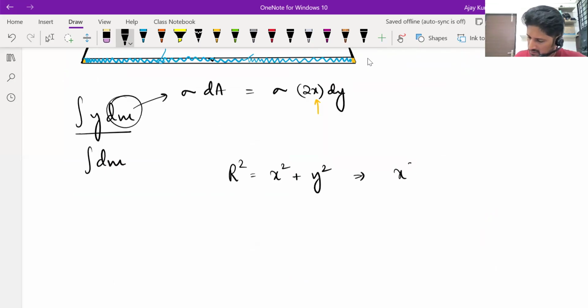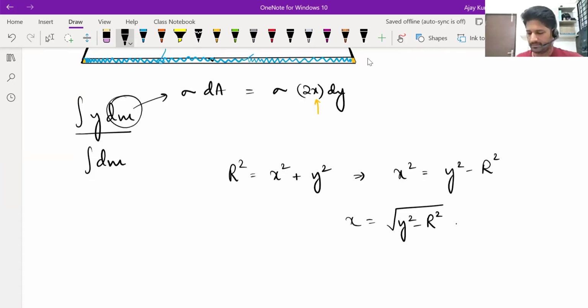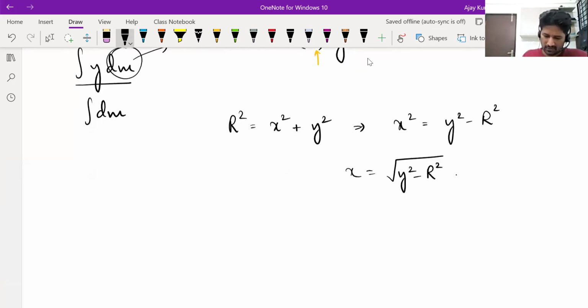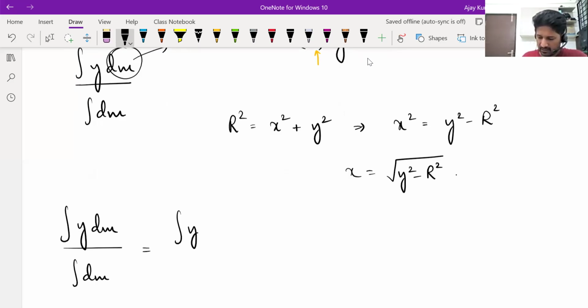So you get x square is equal to y square minus r square, and you get x is equal to under root y square minus r square. So we got x in terms of y now. Then again, we are getting somewhere now. What we wanted to do was integrate y dm and divide it by integral of dm. Integral y into dm became sigma into 2x into dy, divided by integral dm, which is still there.